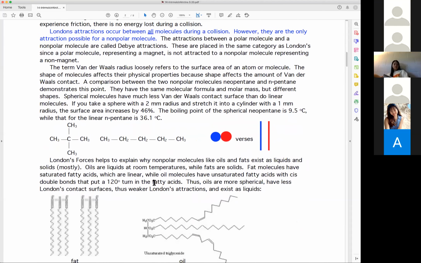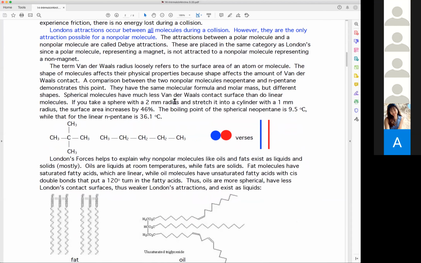So London's forces occur between all molecules. So they're not important to a polar molecule because polar molecules have more powerful attractions. But if you're a non-polar molecule, this is the only attractive force you will ever experience. That's why it's important. And even though these are weak, I kind of use the Menehune concept. 1 Menehune may not be strong, but what if you got 1,000,000 of them? And they turned out to be quite significant.